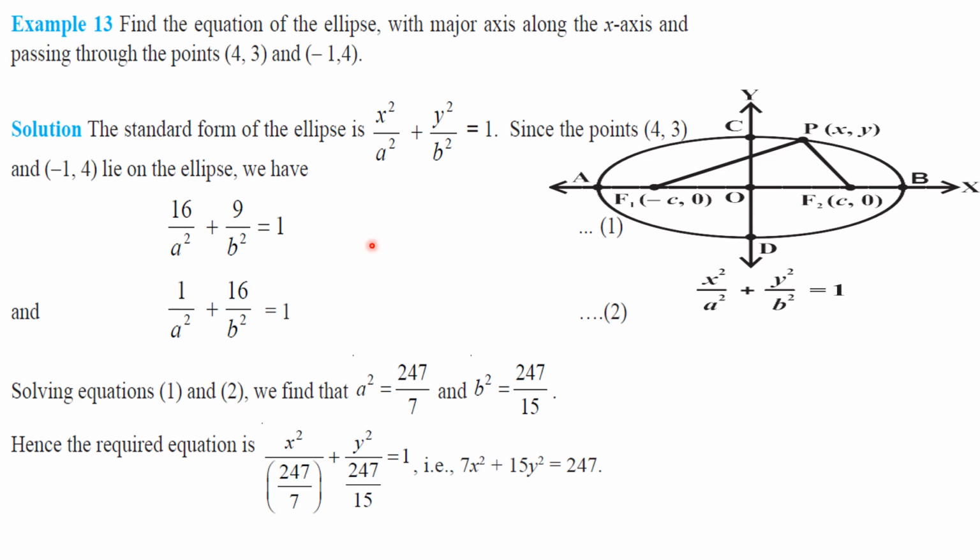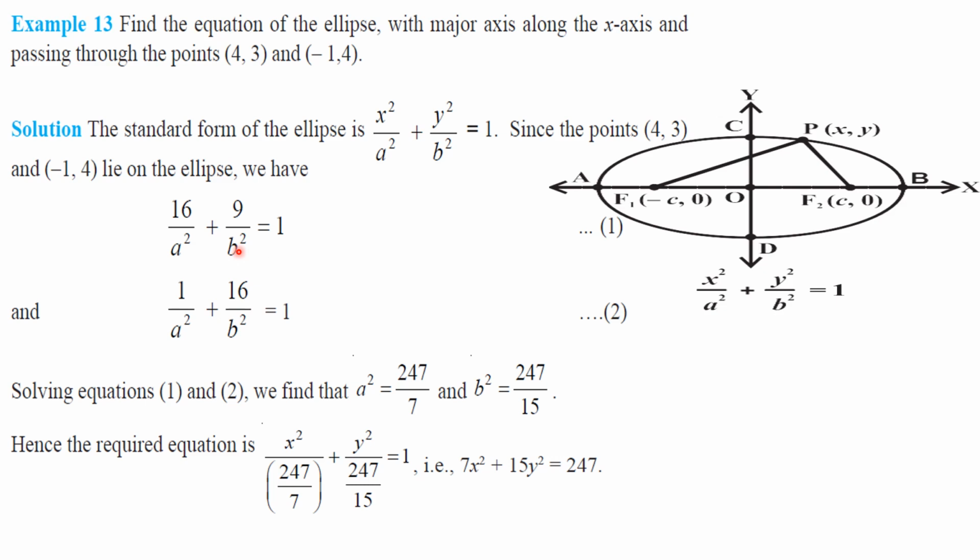Now, if you observe these 2 equations, these are equations in 2 unknown values, a square and b square. Yes or no, my children? So assume that 1 by a square is equal to s and 1 by b square is equal to t, for our convenience only. Then what will you get here? 16s plus 9t is equal to 1. Here s plus 16t is equal to 1. In our mind, we have to assume these 2 equations are a pair of linear equations in 2 variables.